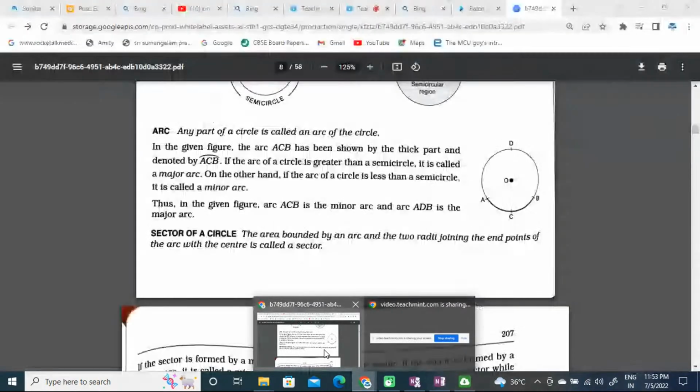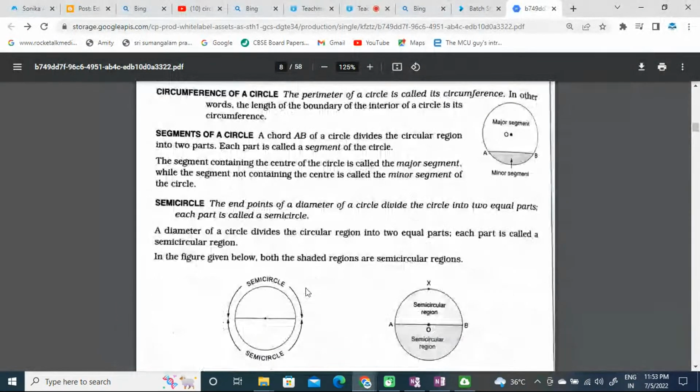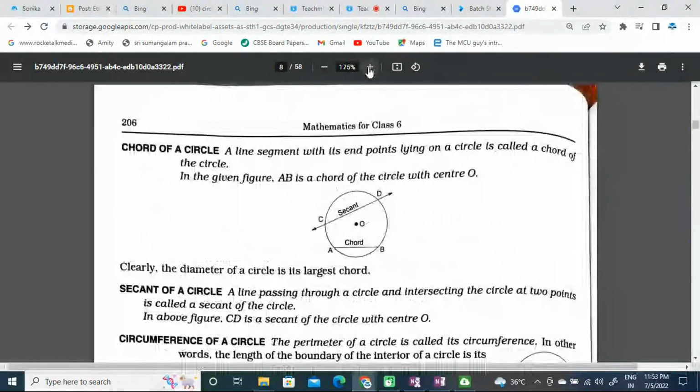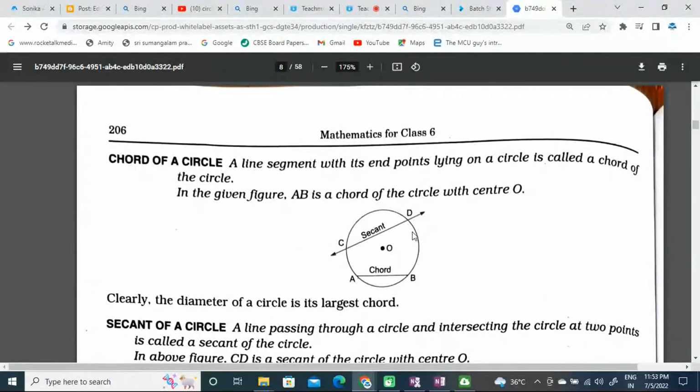Yes. I'm shifting to the book. Just read out from here each and every word from chord of a circle. A line segment with its endpoints lying on a circle is called the chord of a circle. In the given figure, AB is a chord of the circle with the center O. You must note that a chord of the circle does not pass through the center of the circle. If it passes through the center of the circle, that chord is termed as the diameter of the circle.